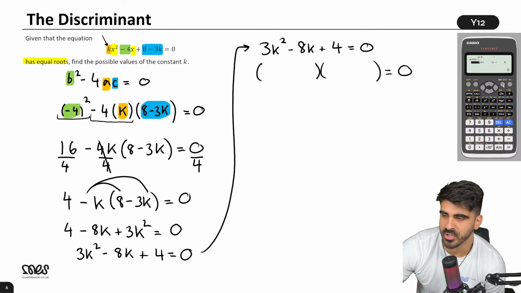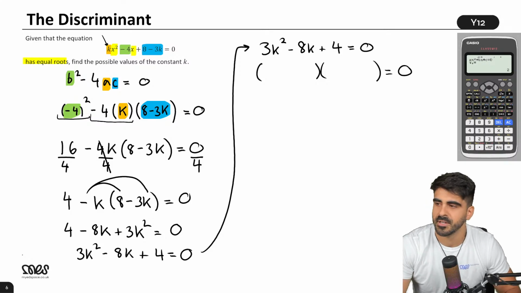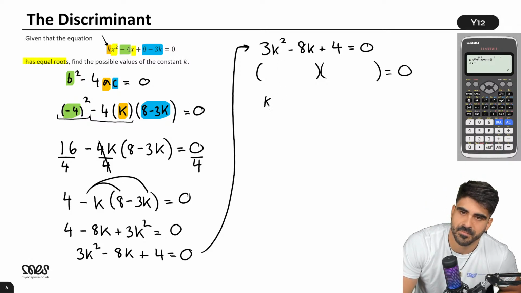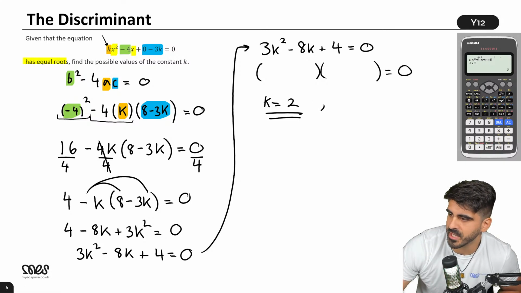Then you just type in your quadratic. You got 3. Then you're going to do minus 8. And then you're going to do 4. Yeah, so you input those, you press equals, and you see it tells you the solution. So you've got k is 2, which is one of our solutions. And if you press equals again, you got 2/3.